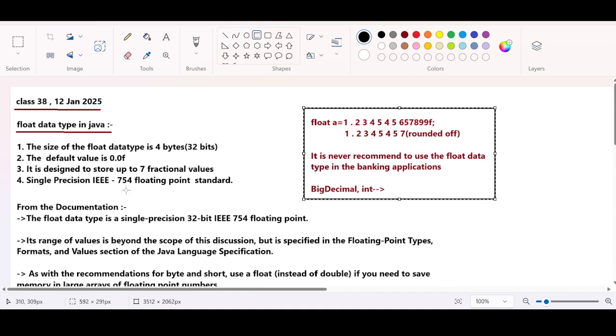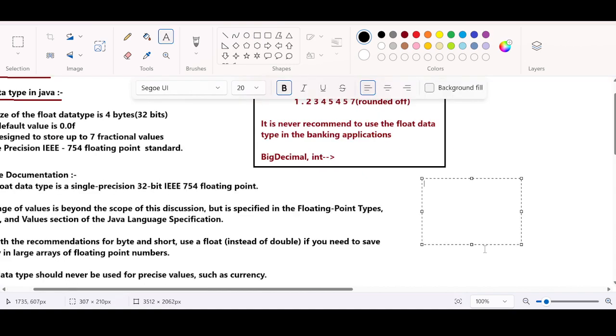Okay, now we have understood the third point. Now you see the fourth point: single precision IEEE 754 floating point standard. What does it really mean? Single precision means any registry. You take any registry; when I say registry, I'm talking about the size.